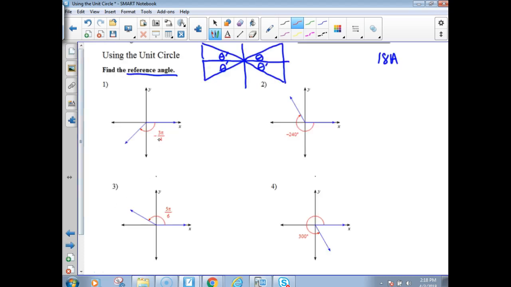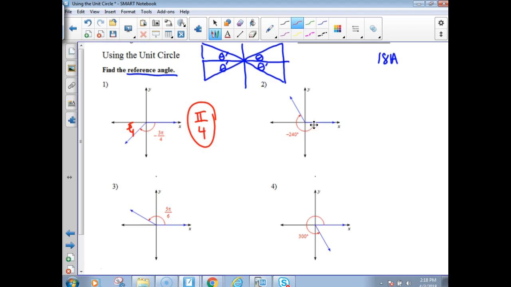What's the reference angle for negative 3 pi over 4? Pi over 4. It's always positive, never negative. Okay. You want to give your answer in the same format as the given question. So if that's in radians, your answer has to be in radians. If the question's in degrees, your answer should be in degrees.